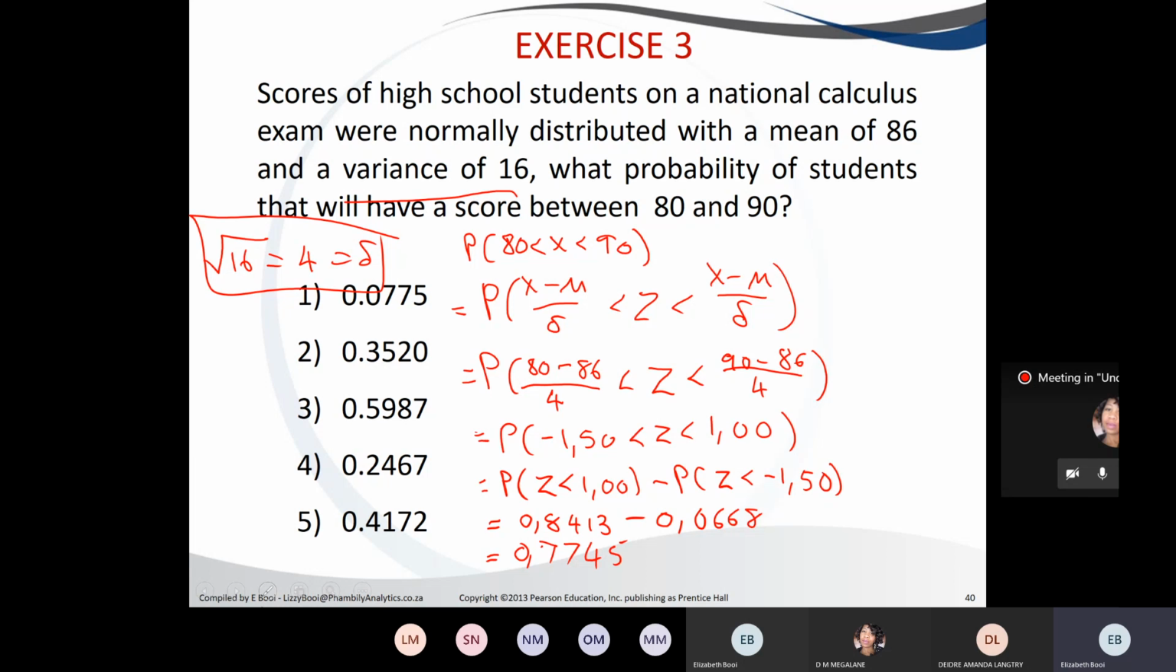So let's just double check the probabilities. The probability of 1 we've been using is 0.8413, and the probability of minus 1.5 is 0.0668. I think also here there is a mistake with this option. It should have been 0.7745, not 0.0745. It's a typing error. So it means those exam papers probably had an errata in them as well, or assignment. This is slide number 40. I would have to go and fix that.